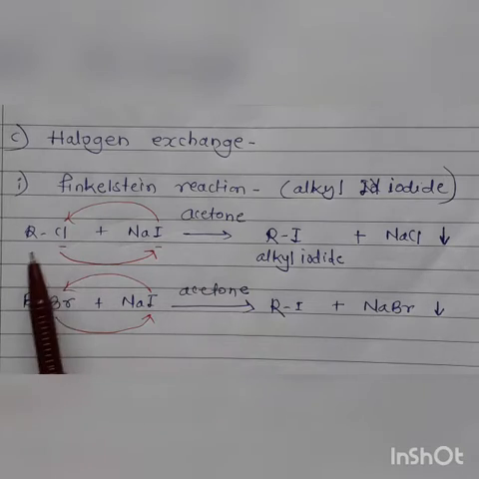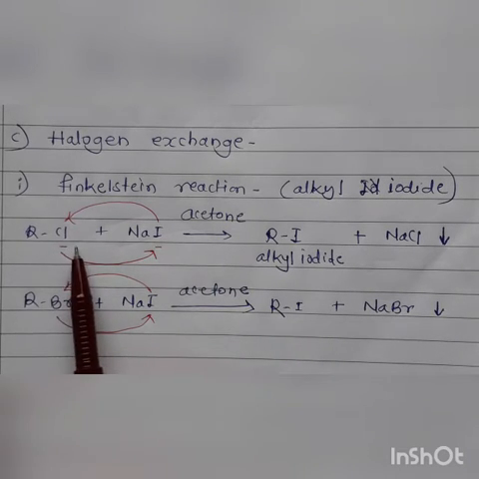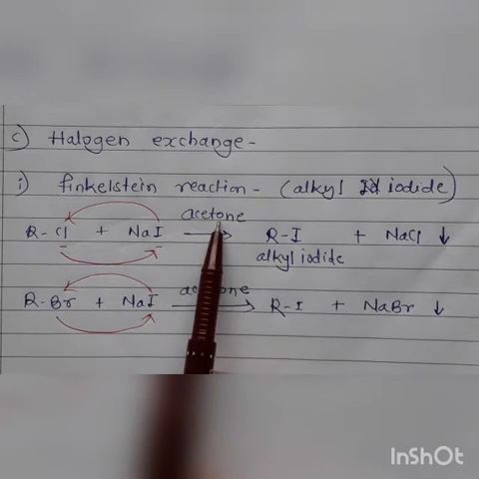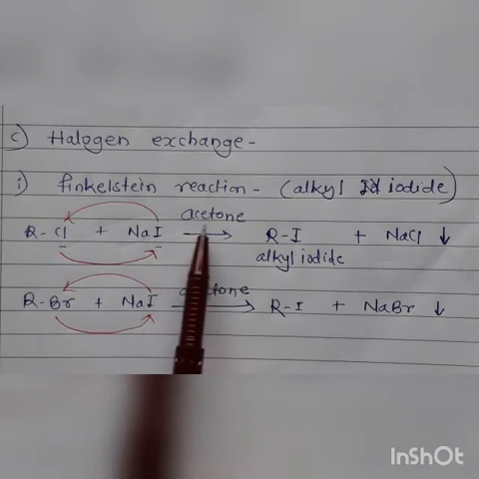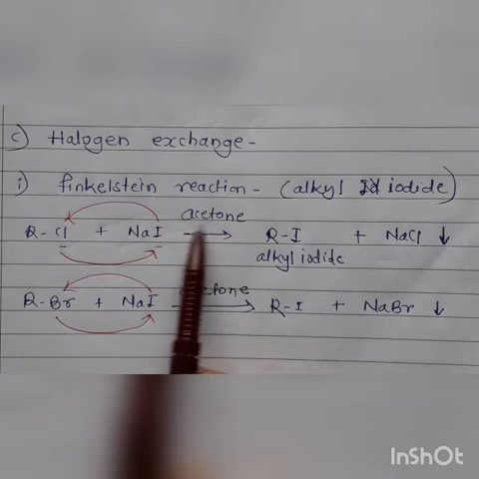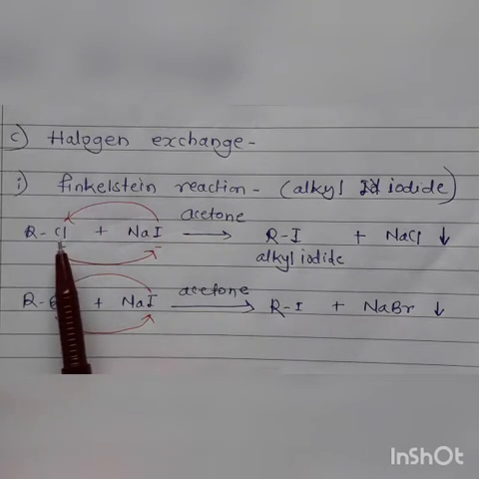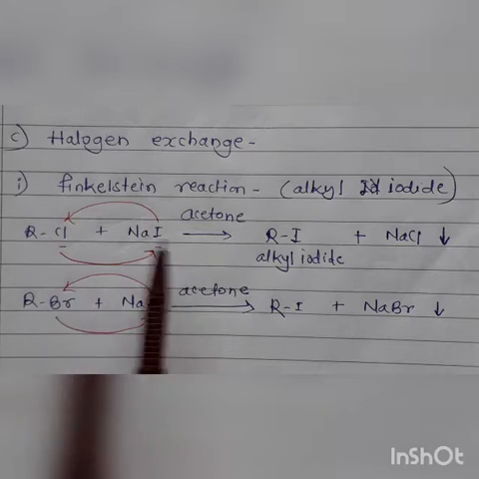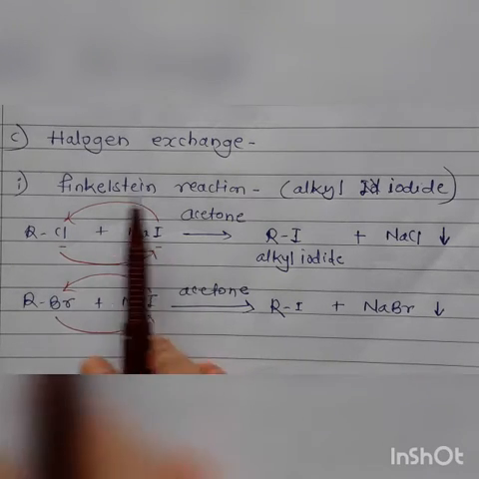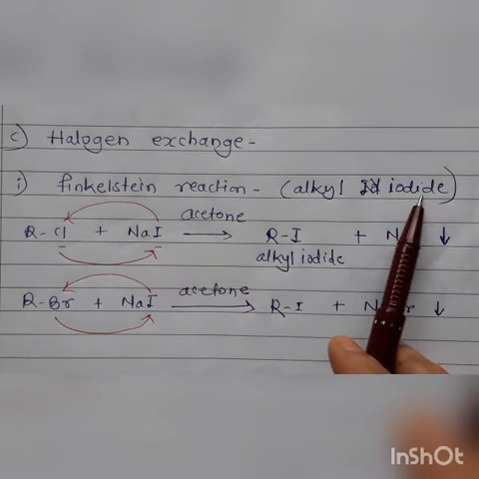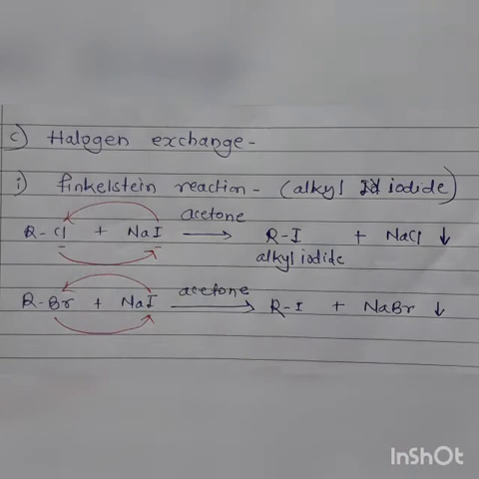Understand? So see the reaction. Alkyl chloride plus sodium iodide in the presence of acetone. Sodium iodide is taken in acetone, so the solvent here is acetone. Now see, both the reactants have halogens. Here chlorine is there, here iodine is there. So an exchange of halogen will take place and alkyl iodide will be prepared. That's why it is a halogen exchange reaction.